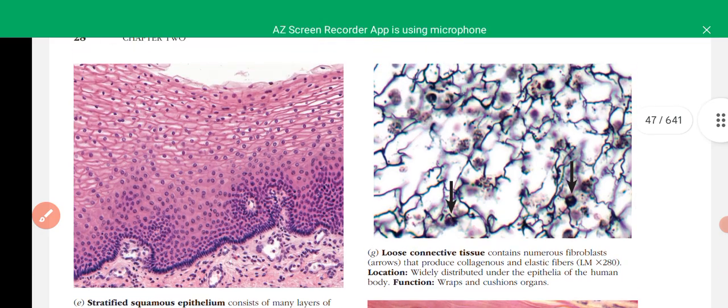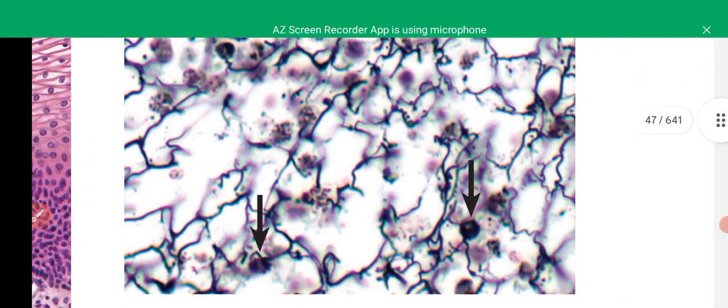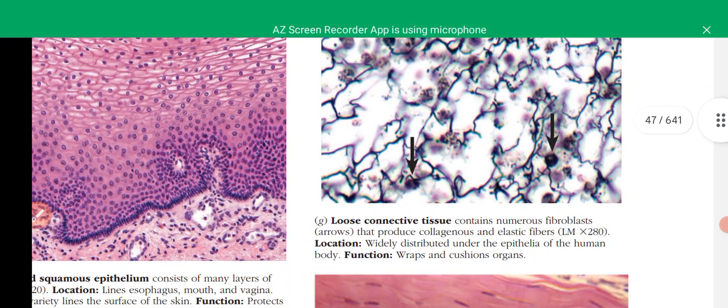Let's see what the consistency of various connective tissues is. Here are the loose connective tissues in which collagen fibers are loosely bound with each other, and with reticular fibers and elastic fibers. What is their location? Underlying the skin. And what is their function? They wrap and cushion the organs, like fatty tissues, the adipose tissues.